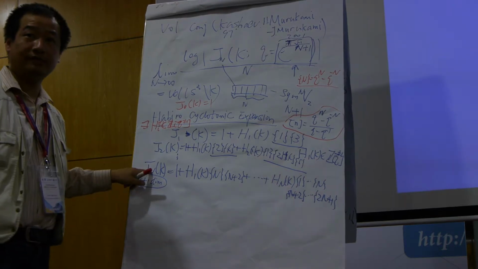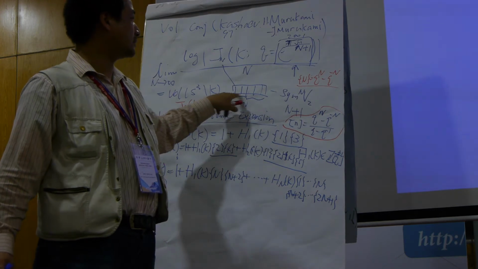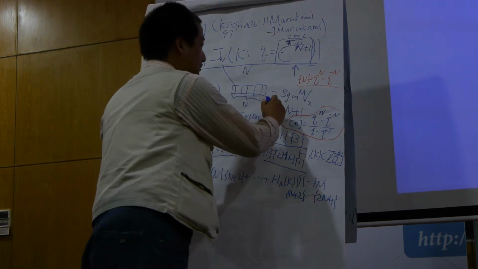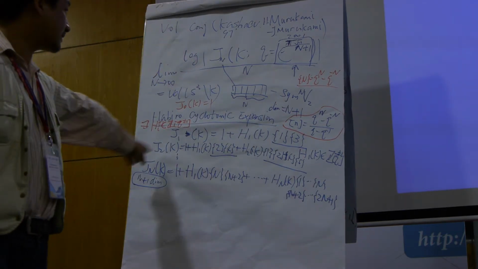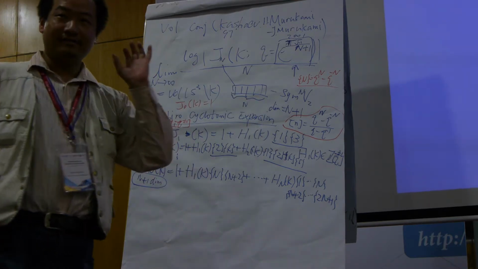Not n dimensional. This is n plus 1 dimensional. So here n and here n plus 1. So this means n yang tableau. So this is n plus 1 dimension. So n is the number of the yang tableau. Okay. Yes. So now it's very interesting.